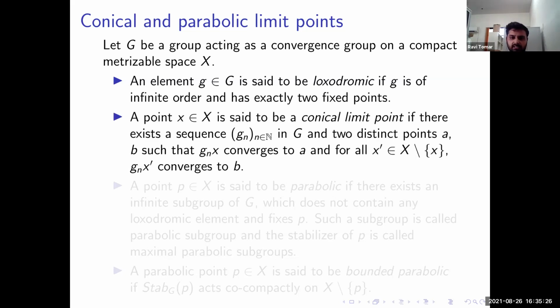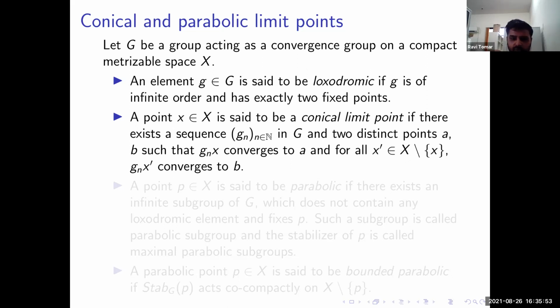And a point x is said to be a conical limit point if there exists a sequence of distinct points g_n in G and two distinct points a and b, such that g_n x converges to a, and for all points x' not equal to x, g_n x' converges to b.